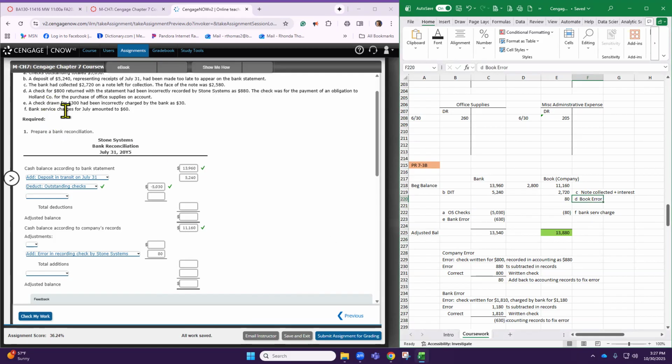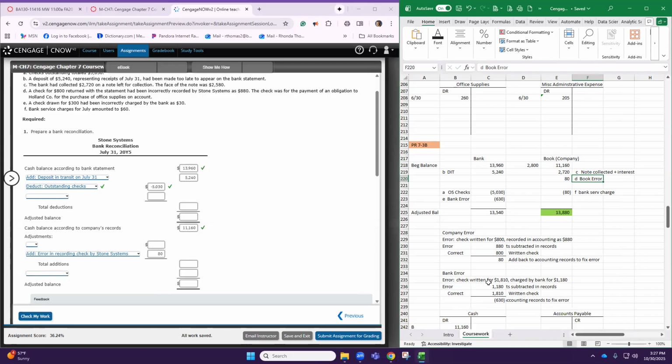Okay, now here comes a bank error. A check drawn for $300 had been incorrectly charged by the bank as 30. So somebody left off a zero when they entered it at the bank. But we meant it to be paid for 300, and that's what it needs to be, right? So here comes the bank error. A check written for $300 was charged by the bank for just 30, right? Yep. So here's the error.